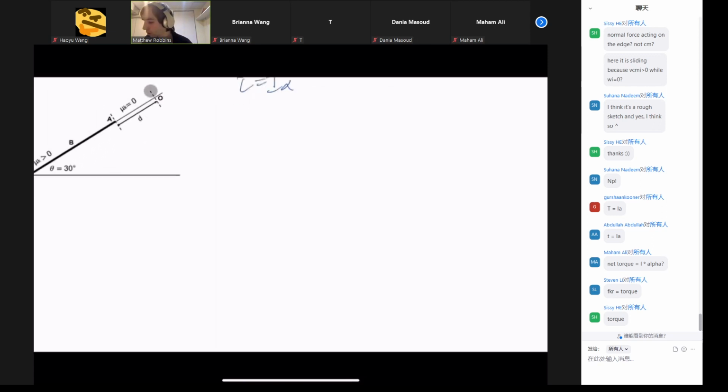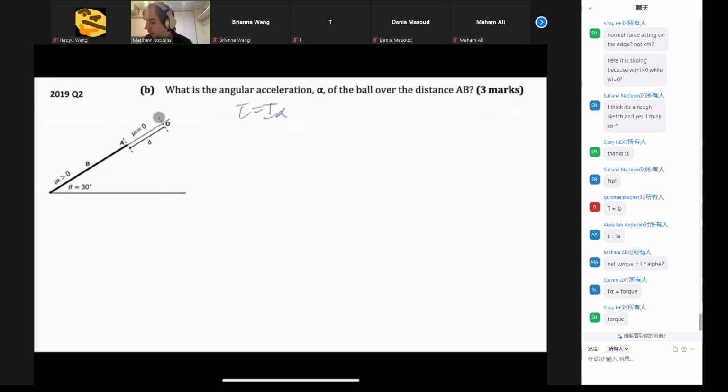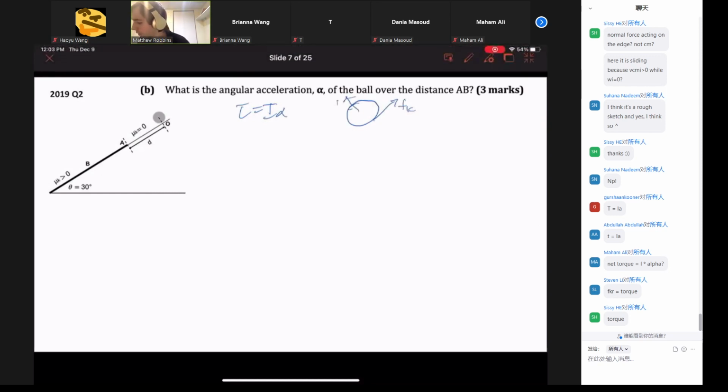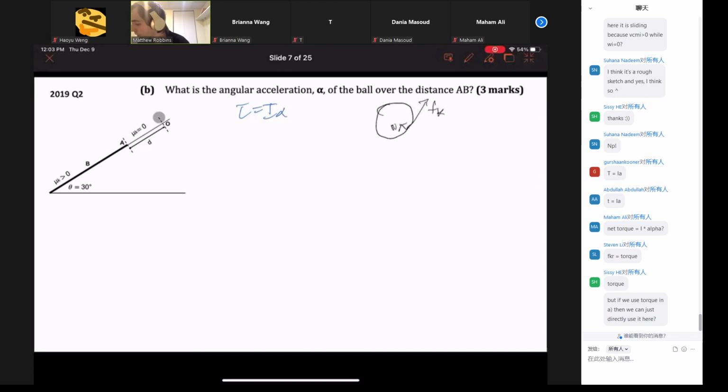So what I'm going to do is draw my diagram again. We have Fk pointing like that. We have normal. So we have Fk, we have normal, we have force downwards due to gravity.